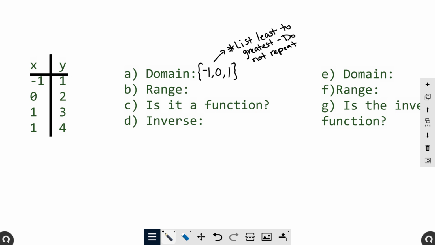Guess what we do for range? Same thing, but do the y's. So what do I list for our range? 1, 2, 3, 4. So list from least to greatest. Don't put any repeats.